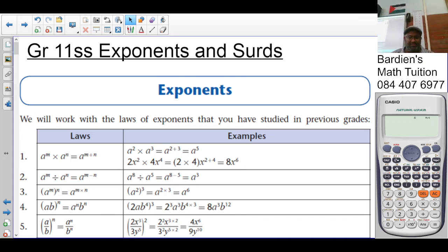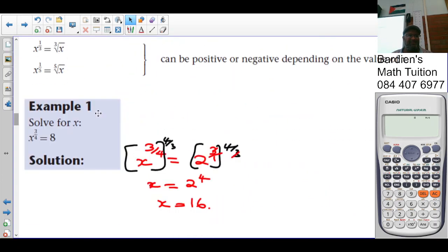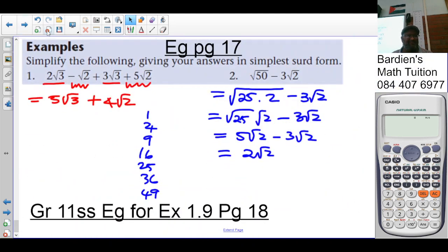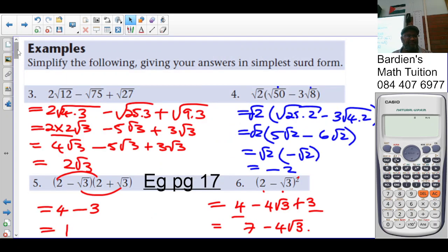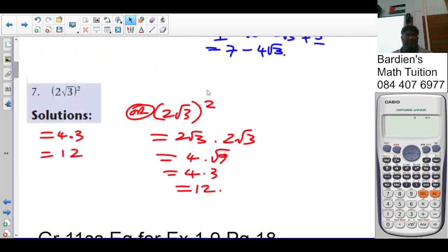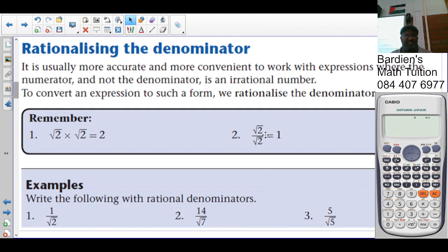Okay, good morning class. At this point you're looking at exponents and surds. We are on exercise. Let's check here. That is done. Yep, here we go. Rationalizing the denominator. We're looking at the examples for exercise 1.10.